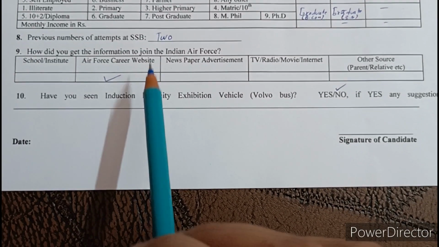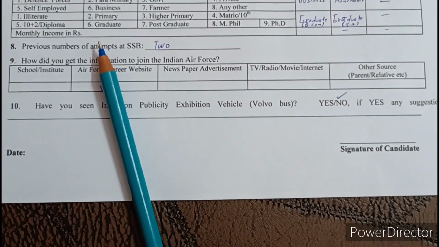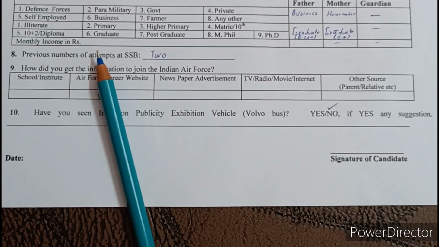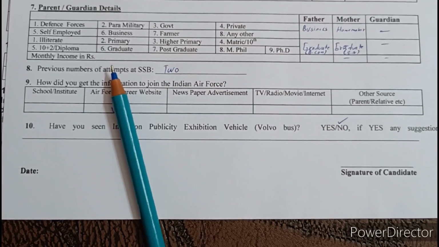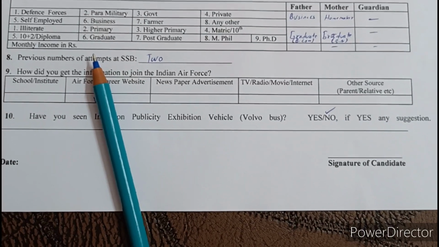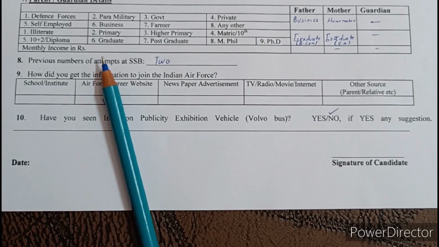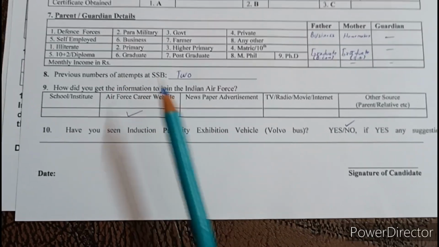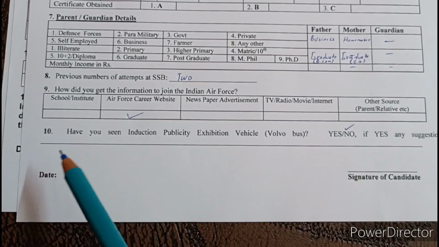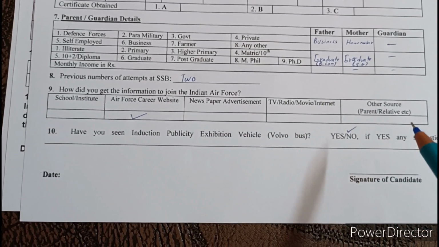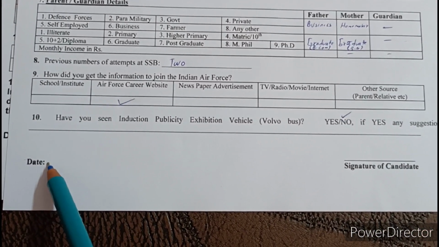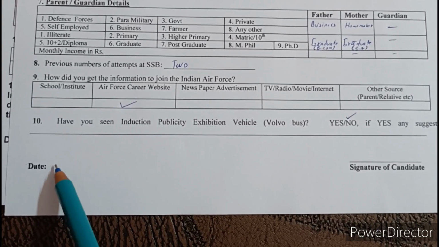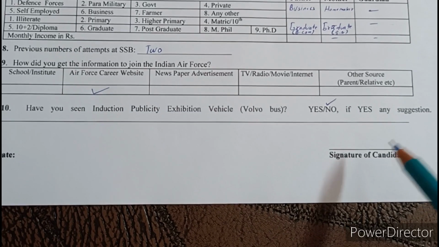So here you have to basically tell, actually what happens is the Air Force conducts an awareness campaign through Volvo buses. They move accordingly. If you have followed them on Instagram, basically the Disha page of the Air Force, they publish where they are going and how the process is being conducted. If you have seen that Volvo bus seminar or publicity, then you have to write yes, otherwise no. And simply give the date, which should be the date when you are reporting to the SSB, so give that date only and then your simple signature.